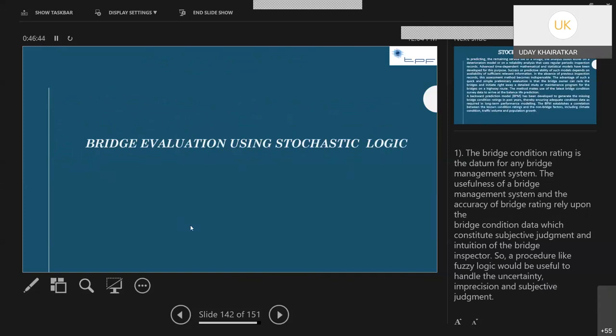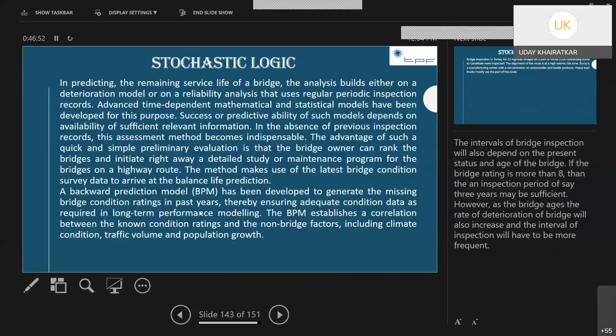Last is stochastic logic. The bridge condition rating is the data for any system. In predicting the remaining service life of a bridge, the analysis is built either on a deterioration model or on a reliability analysis that uses regular periodic inspection. Advanced time-dependent mathematical and statistical models have been developed for this purpose. The success or predictive ability of such models depends on the availability of sufficient relevant information. In the absence of previous inspection records, this assessment method becomes indispensable. So stochastic logic is more useful where there is a lack of data on the bridge maintenance.